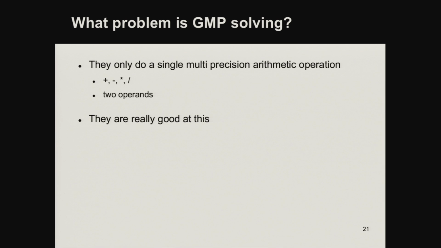So maybe if we step back a little bit and say, well, what problem are they solving? They only do a single multi-precision arithmetic operation at a time, and they do it for 2 operands. So you can add 2 numbers, you can multiply 2 numbers, you can subtract them, but if you want to compose them and do any kind of pattern, you have to do the composition. And they're quite good at just doing two operands. This is the thing that they've heavily, heavily optimized.